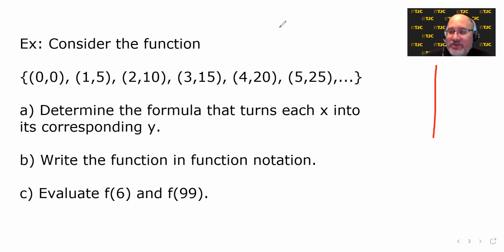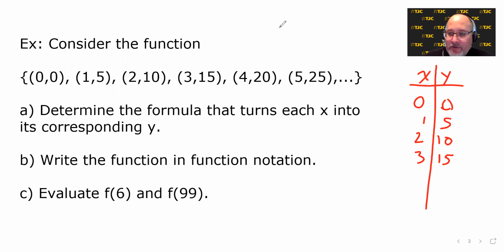If you were to think of this as a table where we have 0, 0, 1, 5, 2, 10, 3, 15, 4, 20, 5, 25. There's a clear pattern in both the x and the y column going downward. The x's are going up by 1, the y's are going up by 5. But when you're looking for the formula or the function, the question is, what's happening horizontally? What do you do to 0 that turns it into 0? What do you do to 1 that turns it into 5? What do you do to 2 that turns it into 10? And you want to do the same move all the way down.